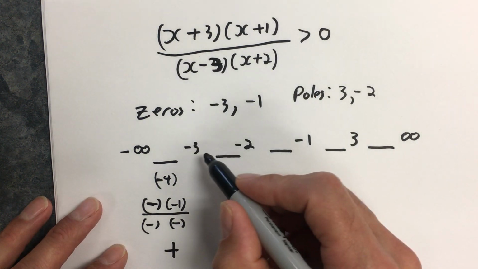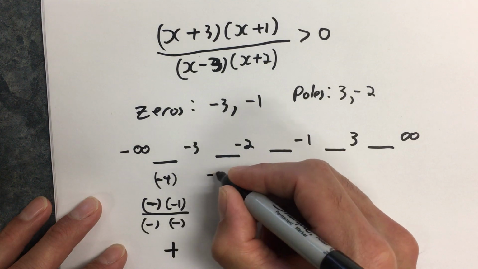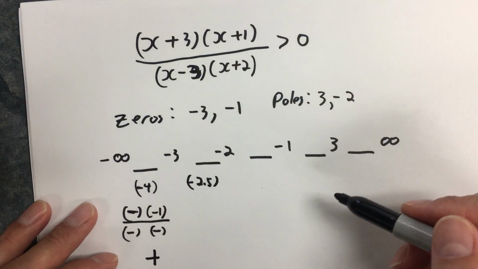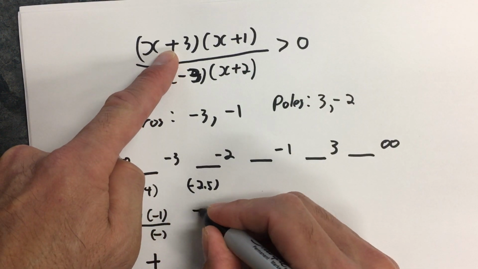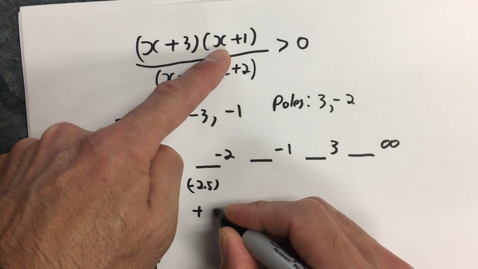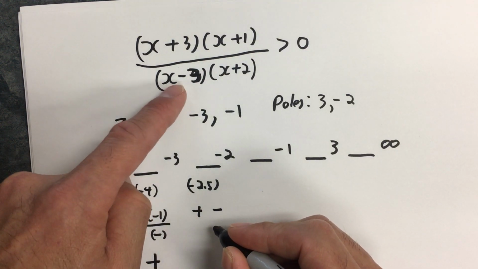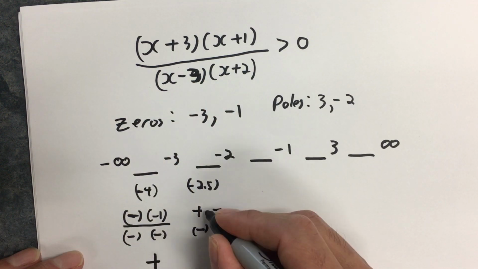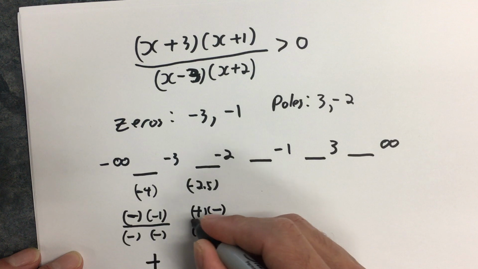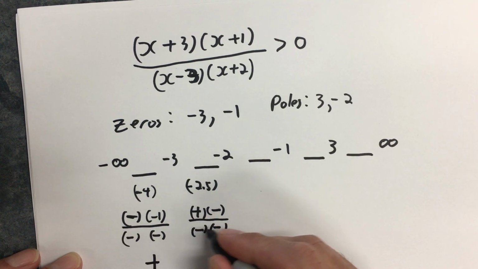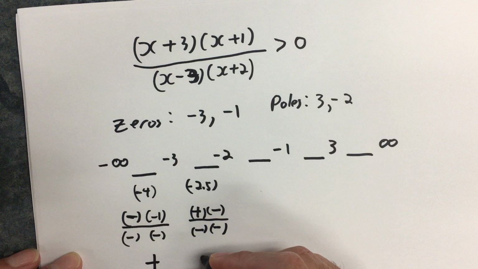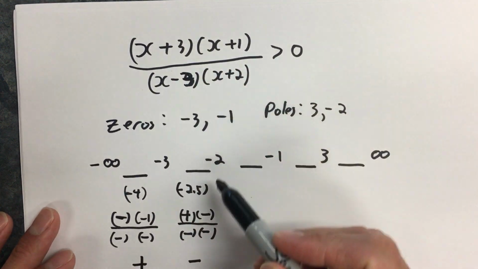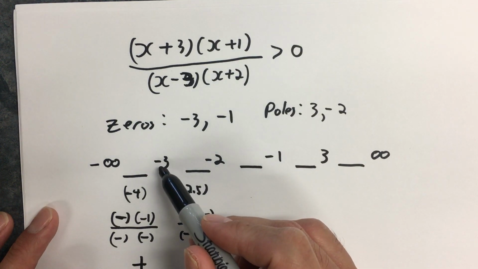Now, when our function is between negative 3 and negative 2, so let's say negative 2.5, let's see what each of those factors are. This one's going to be a positive. This one's a negative. This one's a negative. And this one's a negative. So I've got a negative on the top. I'll have a positive on the bottom. So this whole thing will be a negative.